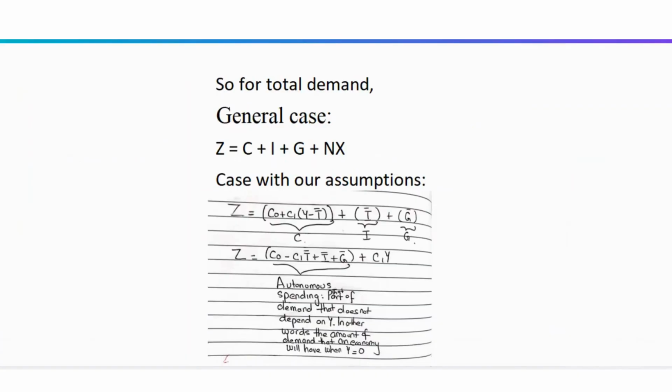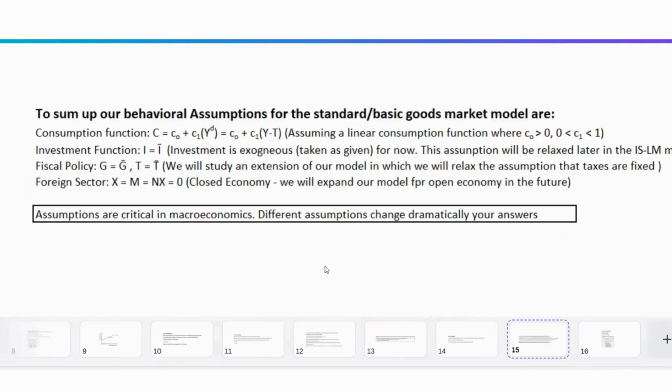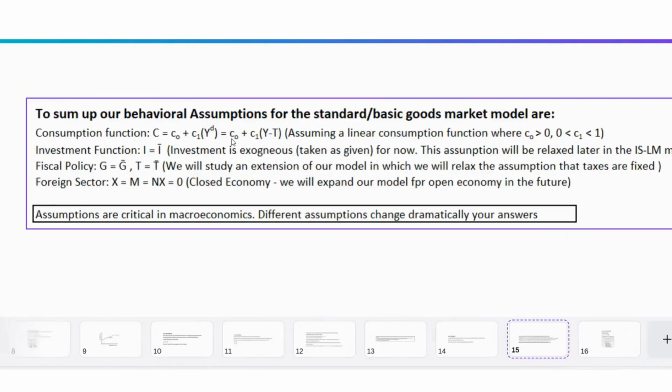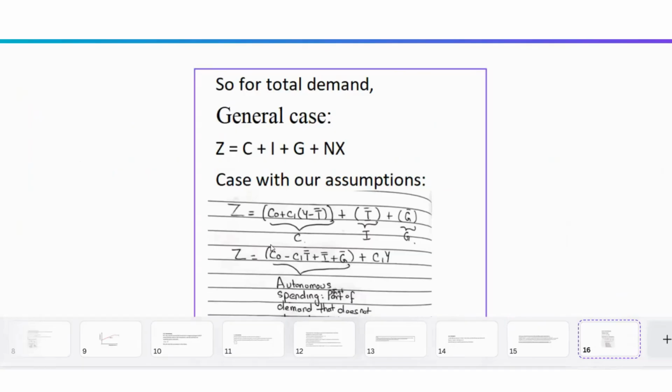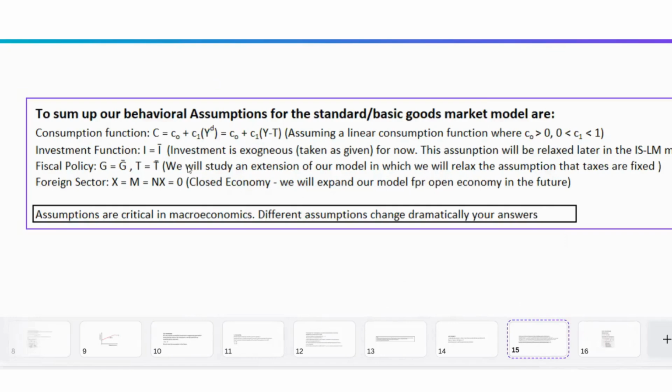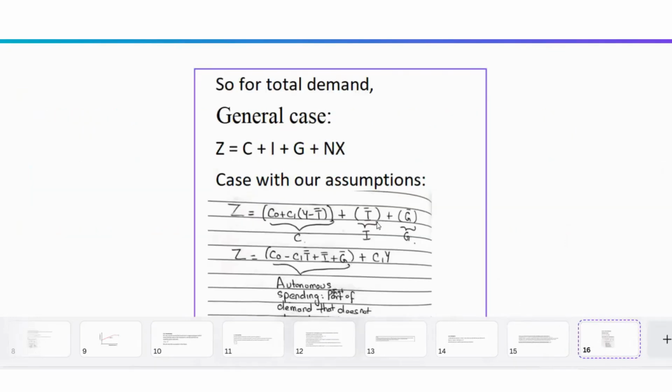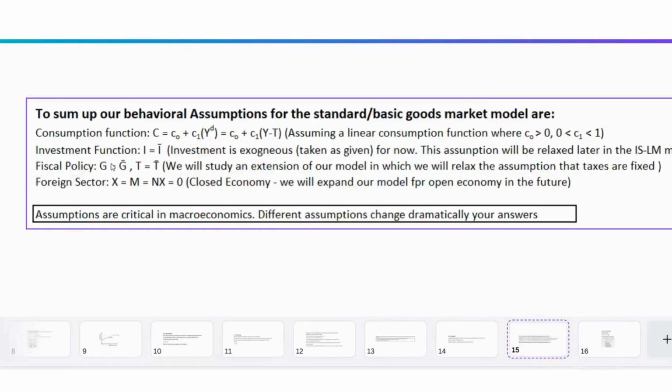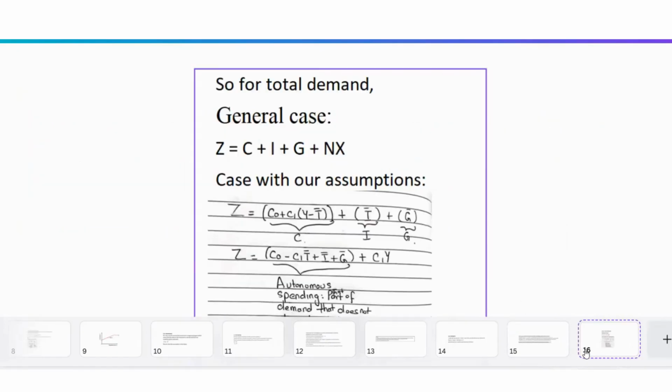Now the case with our assumptions. Given our assumptions, like we said, we're assuming a linear consumption function, C naught plus C1 times (Y minus T), where T is just T bar. So instead of C, I can write C naught plus C1 times (Y minus T bar). And for I, like we said, we're assuming I is equal to I bar. So we have I bar here. And for G, we're assuming G is equal to G bar. So we have G bar here.